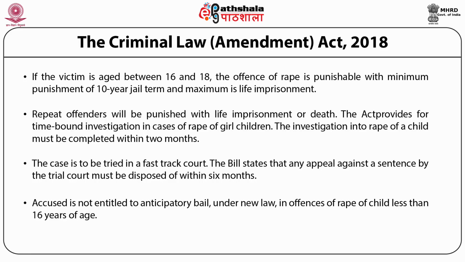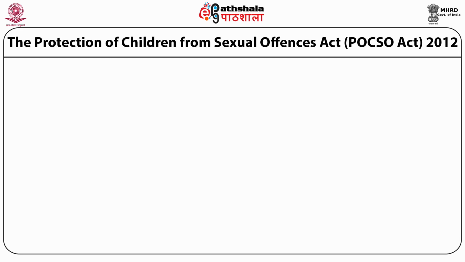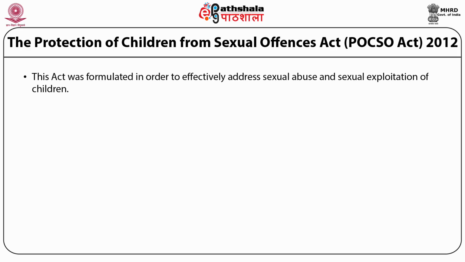The Protection of Children from Sexual Offences Act, which is known as the POCSO Act, was formulated in the year 2012 in order to effectively address sexual abuse and sexual exploitation of children. The Act defines a child as any person, whether a male child or a female child, any person below 18 years of age.